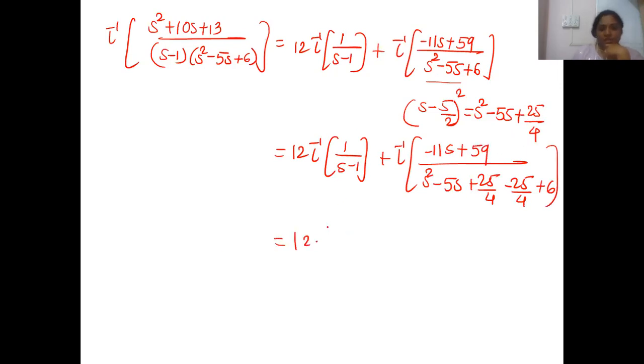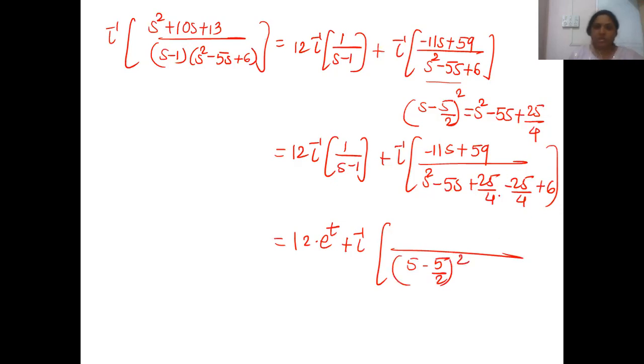So it is 12 into e raised to t, plus Laplace inverse. This denominator is s minus 5 by 2 square. And how much is this? Can you just check? Minus 25 plus 24, minus 1 by 4. Very good. So as it is s minus 5 by 2, in the numerator also you will need s minus 5 by 2. So we have written. So it is now plus 55 by 2. Am I right? The term added here is 11 into 5 by 2, 55 by 2 added, so you should subtract 55 by 2, and the 59 as it is, plus 59.